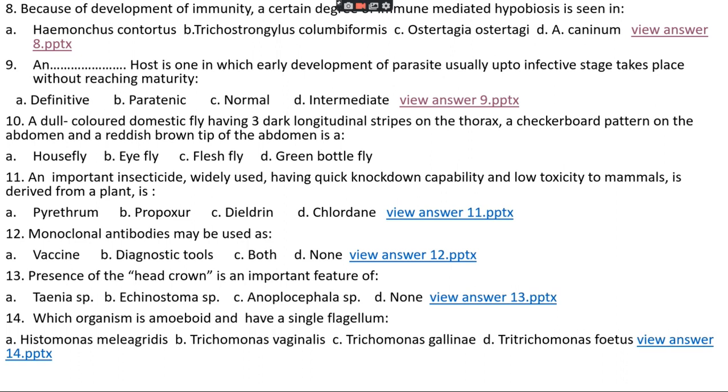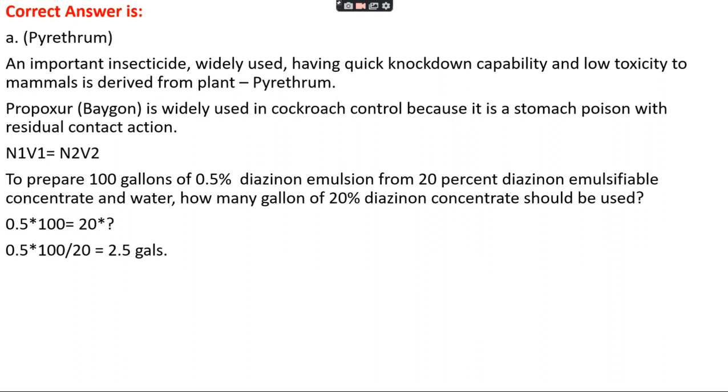Okay. Question number 11. An important insecticide widely used, having quick knockdown capability, and also low toxicity to mammals, is derived from a plant. Option A, pyrethrum, option B, propoxur, option C, dieldrin, option D, chlordane. The right answer is option A, that is pyrethrum. Propoxur, which is also known as Baygon, is widely used in case of cockroach control because it is a stomach poison with residual contact action.